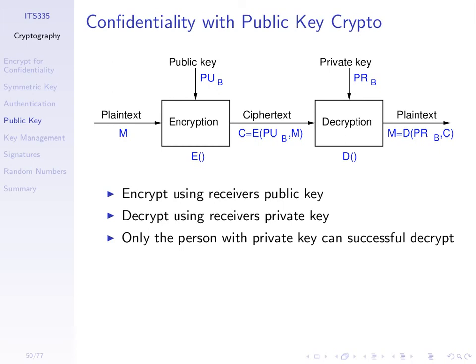Similarly, in symmetric key cryptography, if I intercept a message and decrypt it with the wrong key, I will not get the plaintext as an output. That's the property of the algorithm. If you decrypt with the wrong key, you will not get the plaintext.